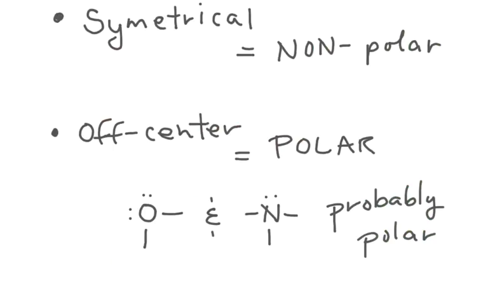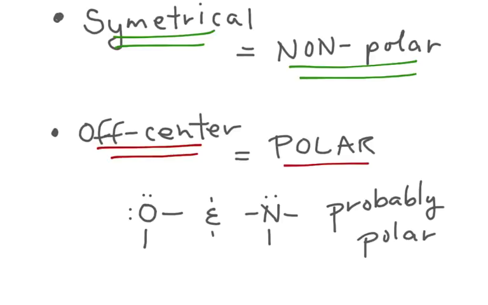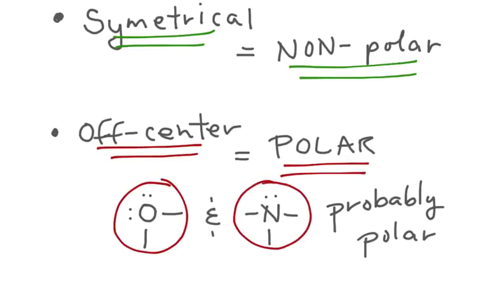So the bottom line is, if a molecule is very symmetrical, then it's going to end up being non-polar. So if it looks very even, it's non-polar. If it looks kind of off-center, then that's polar. But watch out for oxygen and nitrogen with those lone pairs. Those lone pairs make the molecule off-center even if you draw it very evenly.